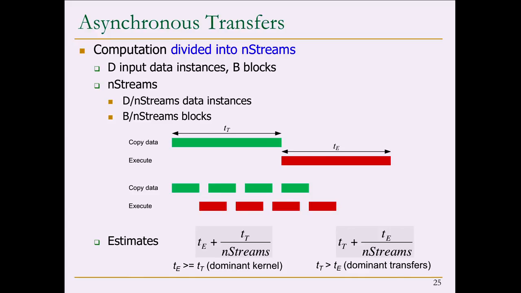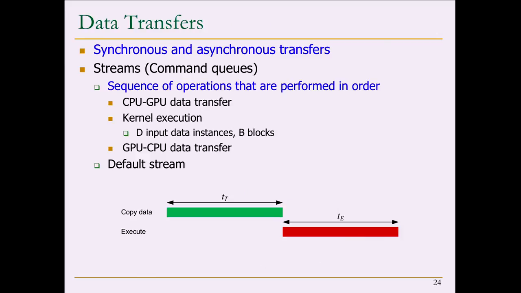These 3 steps, CPU to GPU data transfer, kernel execution, and GPU to CPU data transfer, are executed in order, because actually that's the way it should be, right? In order for them to be executed in order, they belong to the same, what is called a stream. This is CUDA terminology. In OpenCL, these are called command queues. A stream or a command queue is a sequence of operations that are performed in order.